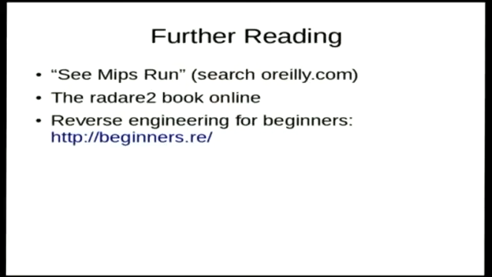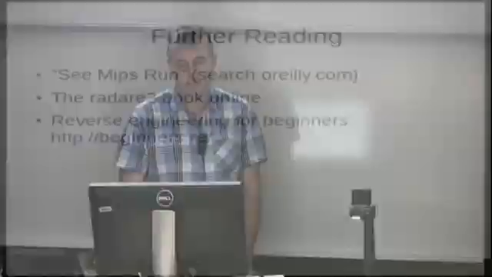If you're interested in going further, MIPS Run is a book on O'Reilly. Wait till they have a 50% off and then buy it because it's quite expensive, but it's got a ton of information about how all the MIPS pipelining and all the other stuff works. Radare 2 has an online book which is really, really useful. And there's a general reverse engineering website that I came across just the other day, so I thought I'd put that up there for people to look at. And there's any number of people who love pulling things apart and then blogging about it and showing you how they did it. Hackaday website.